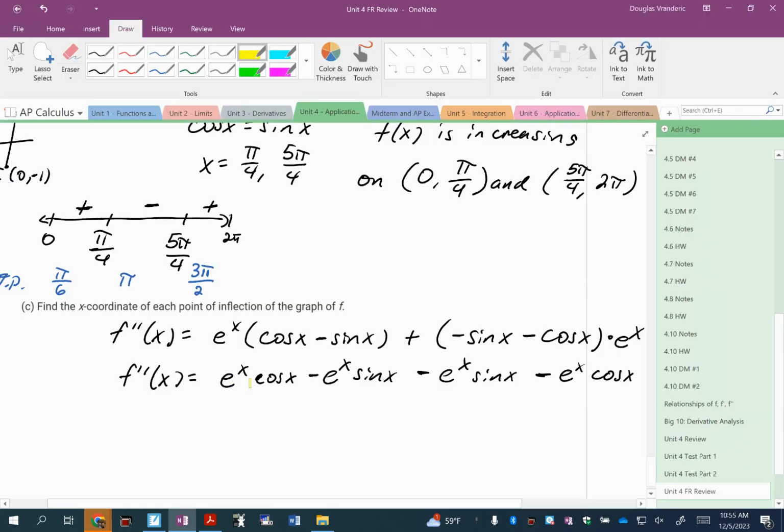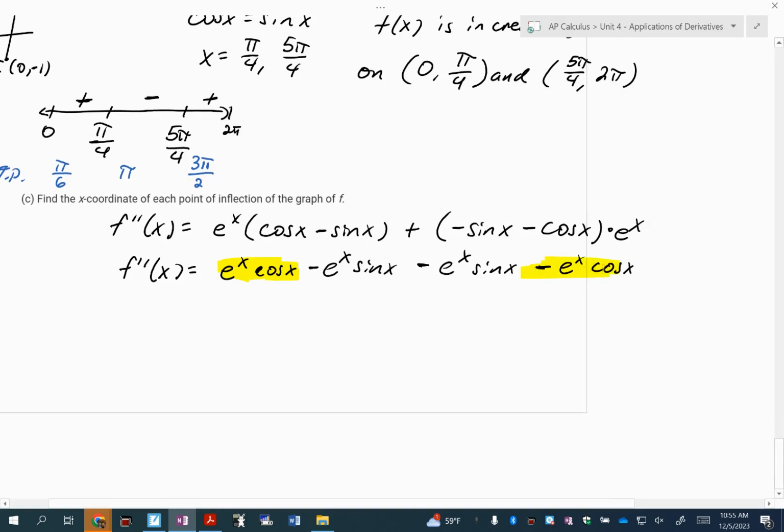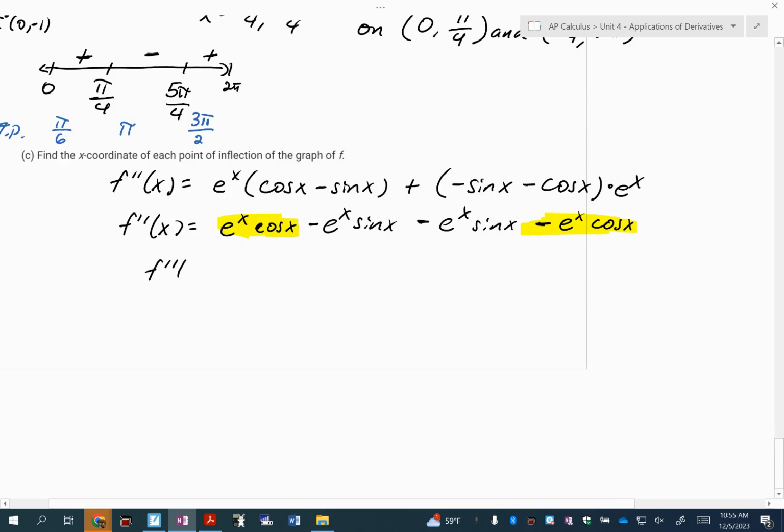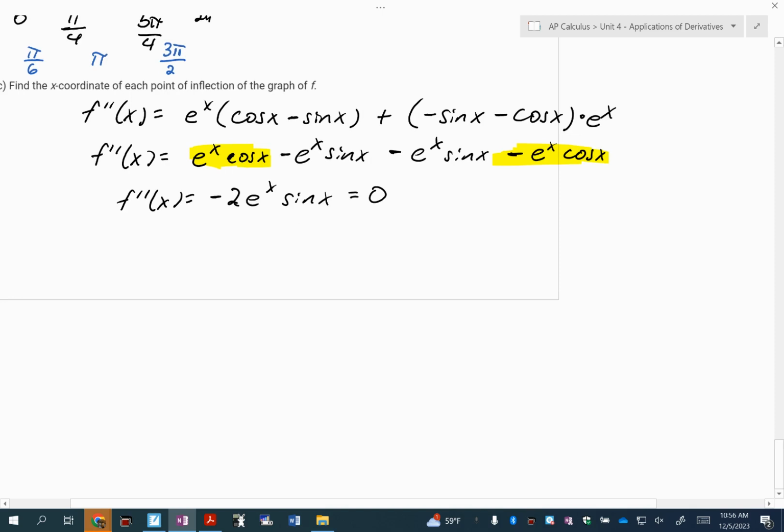This one here, e to the x cosine of x, and the last one, negative e to the x times cosine of x. So if I put those together, I have negative 2 e to the power of x sine of x. Setting this equal to 0, you'll notice the negative 2 doesn't have an x in front of it, so I don't really care about that. I already mentioned earlier in the question, I can never have e to the x end up being 0, so really it comes down to sine of x being equal to 0, and that happens at 0, pi, and 2 pi on this interval 0 to 2 pi.